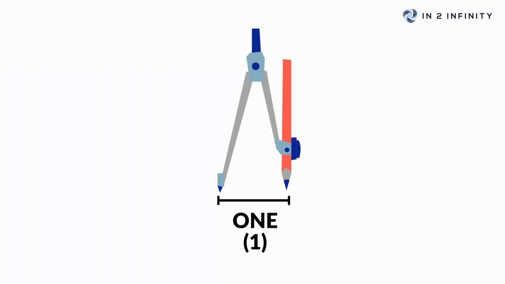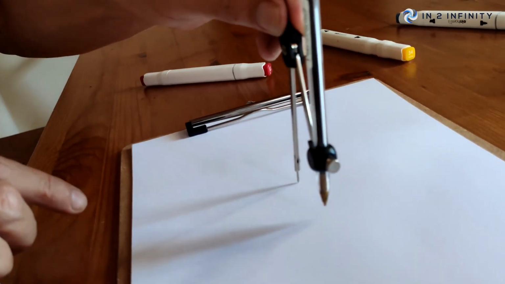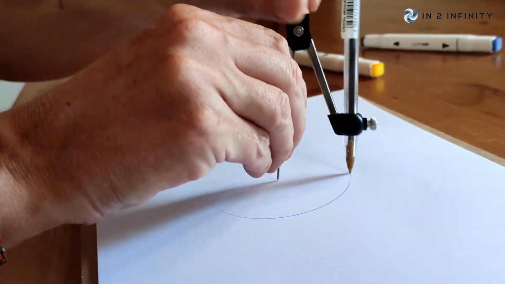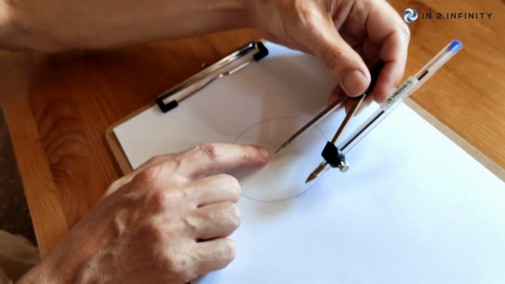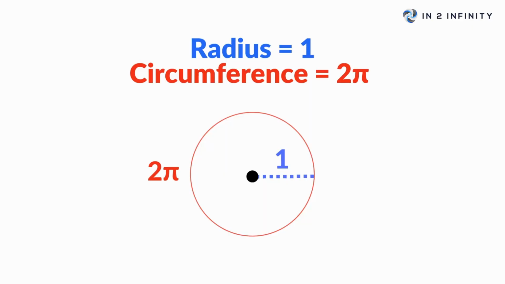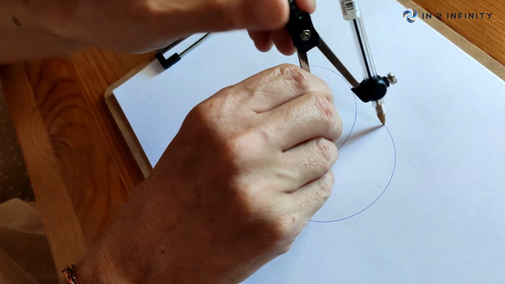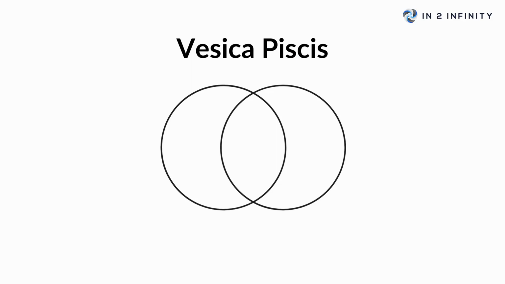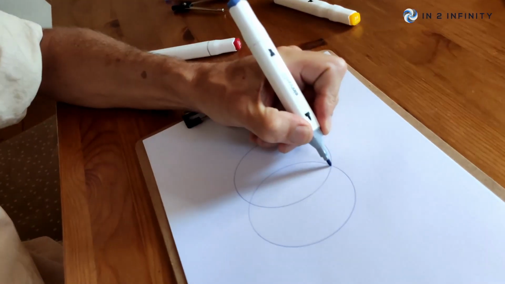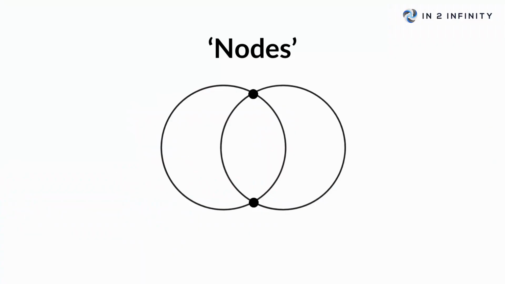The second motion is to plant the dot somewhere on the page, roll back and draw a circle. The radius is 1, and so the circumference becomes 2 pi. Put my point anywhere on the edge of the circle, I can draw a second circle. This is the beginning of all sacred geometric processes. There is a dot here and a dot here. We call these nodes where the two circles overlap.